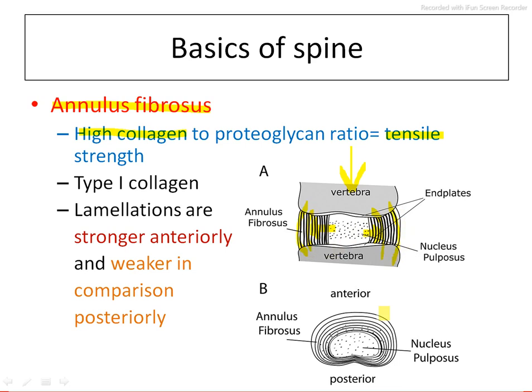One important thing you need to know is that the anterior part of the annulus fibrosus is somewhat stronger relative to the posterior part. So most of the disc herniations take place from the posterior part.